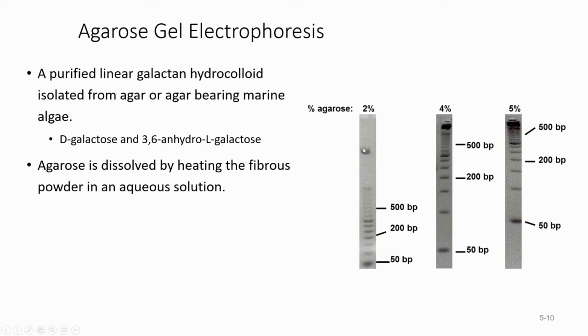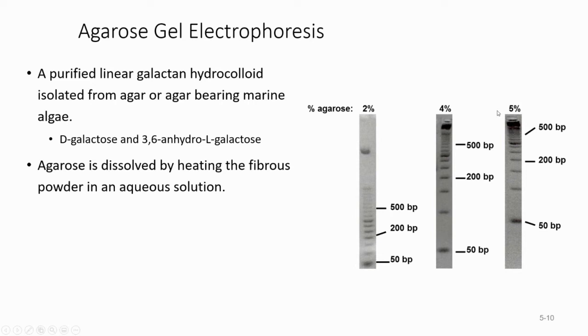However, it's good to resolve the large fragments. For large fragments you need a low concentration agarose, then 2%. 2% would mean 2 grams per 100 milliliter solution, okay? And 5% would be 5 grams per 100 milliliters. And it's good for the smaller fragments, okay? Good. Okay, and this is going to separate out the DNA, proteins?